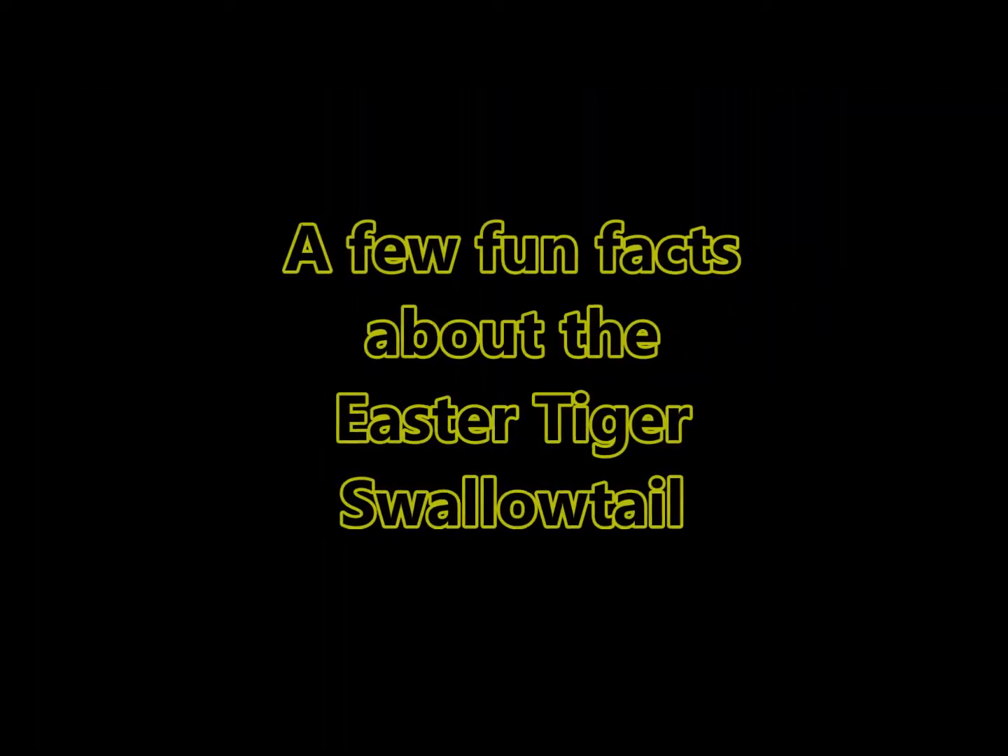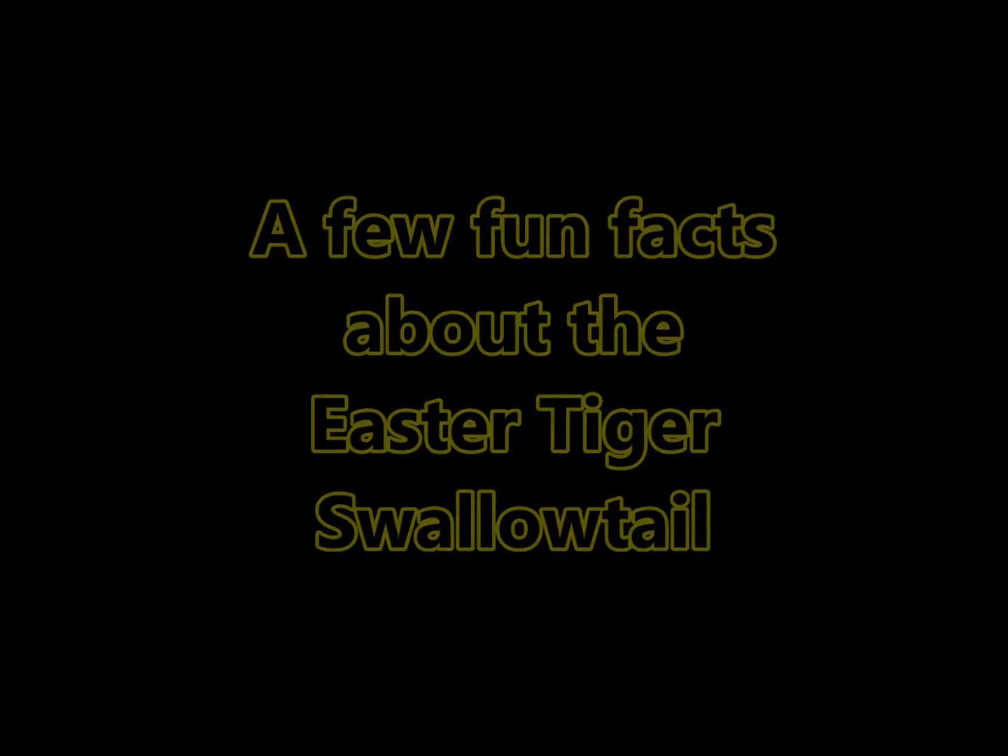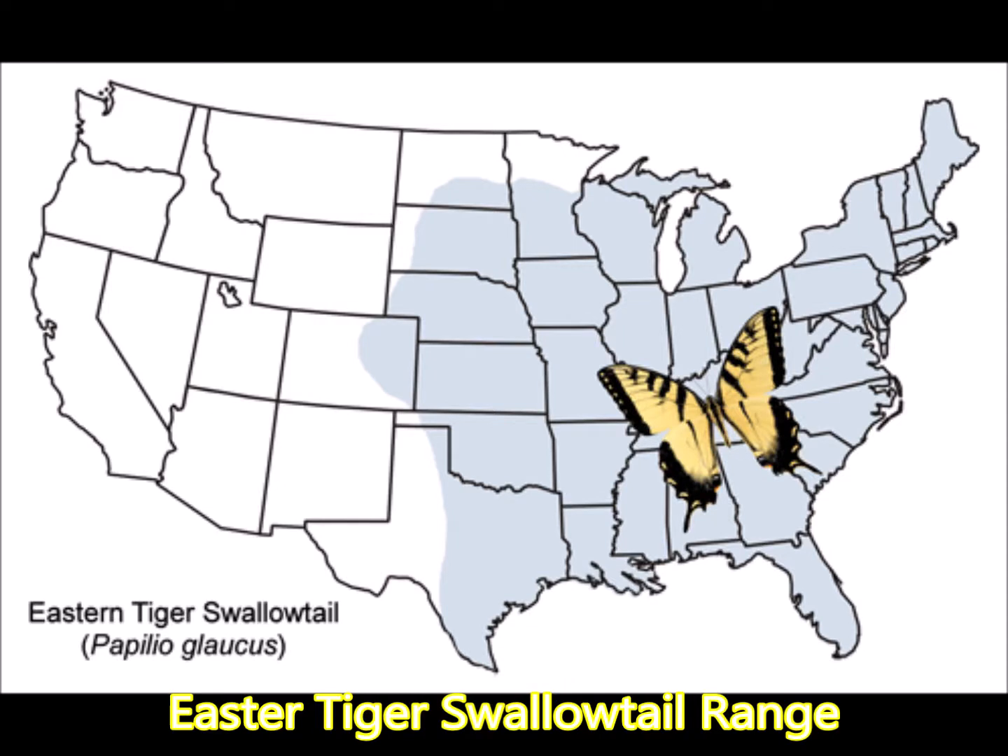Let's start with a few fun facts about the Eastern Tiger Swallowtail. Let's start with where it lives. It lives in the eastern part of the United States, and our Canadian friends can find it in the southern parts of Manitoba, Ontario, and Quebec.